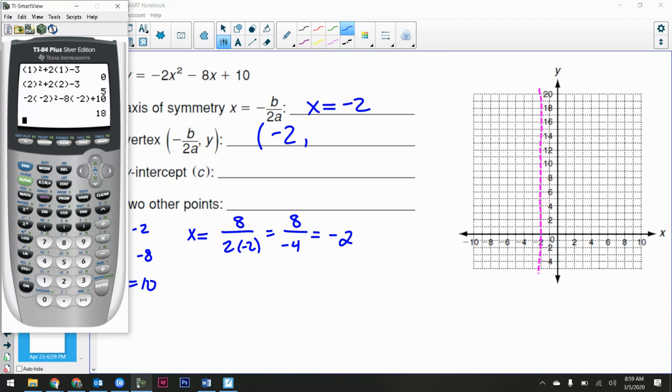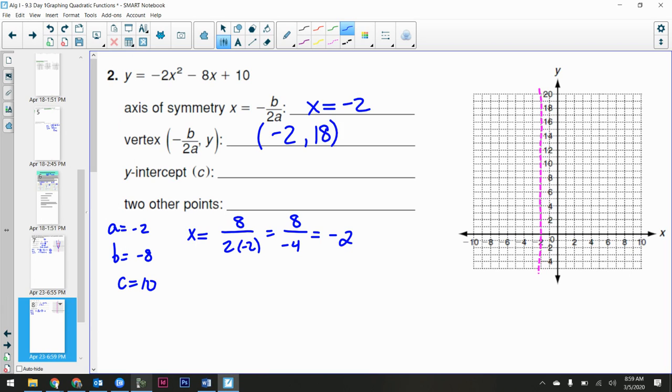Did you guys get 18? If you didn't get 18, check your work there. Now, that's pretty high up. Is this going to open upward or downward? Okay, good. So this parabola is going to fit on my graph. If it opened up, oh, life was going to be hard. But it opens down, so we're good. What's our y-intercept? +10, 0 comma 10.